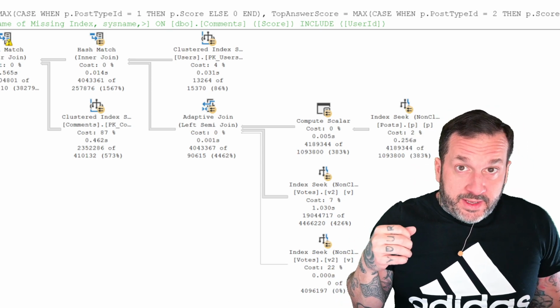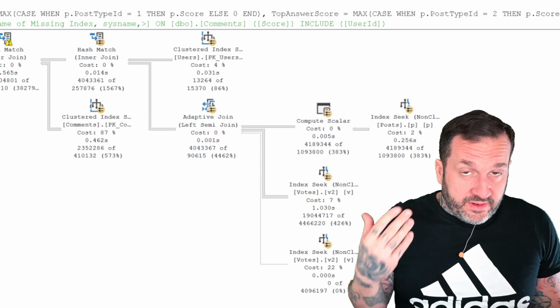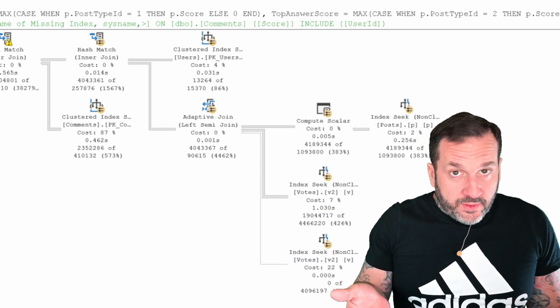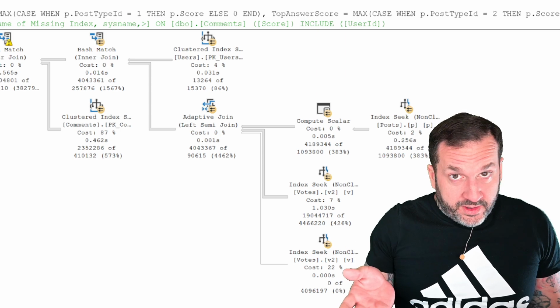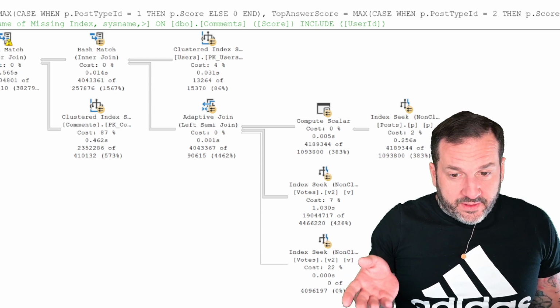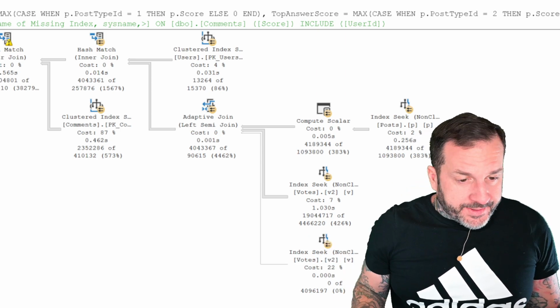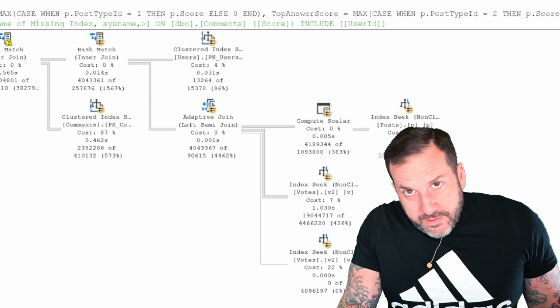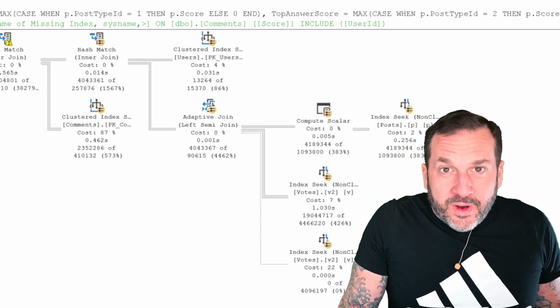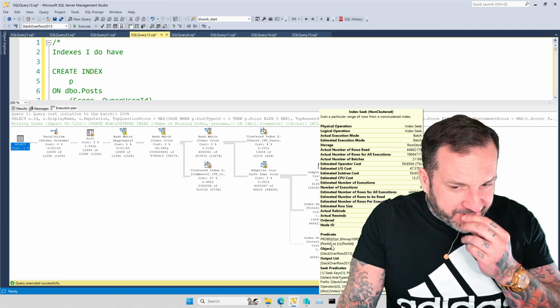Now, I tried both the legacy cardinality estimator and the default cardinality estimator. Neither one provided a whole lot of help for this particular set of joins. So, no shining example of one being vastly superior to the other there.